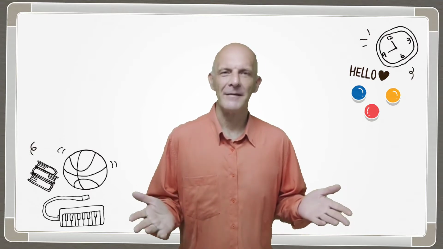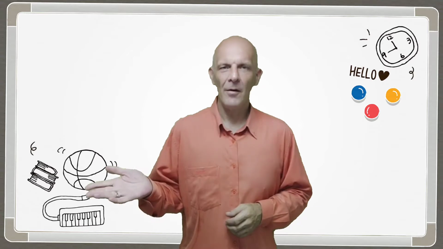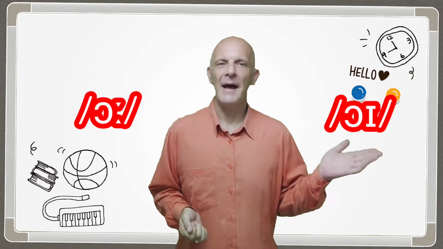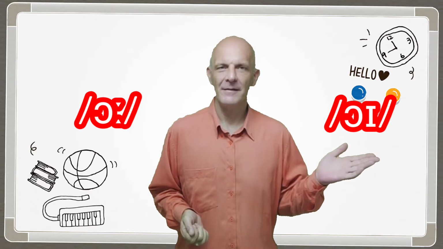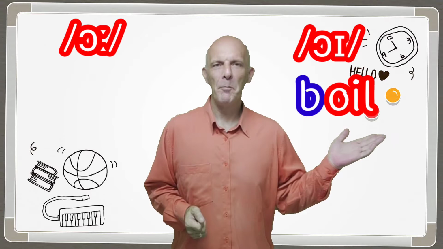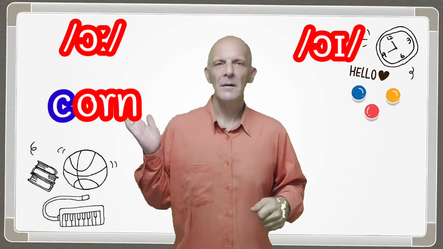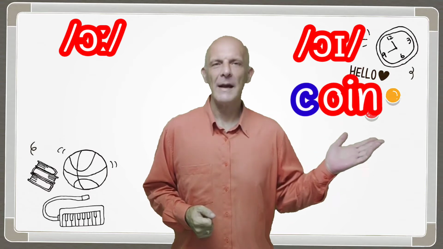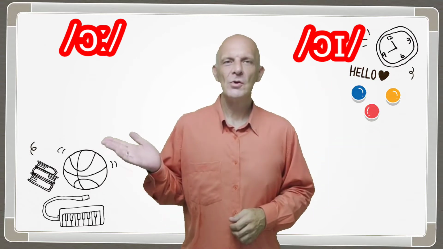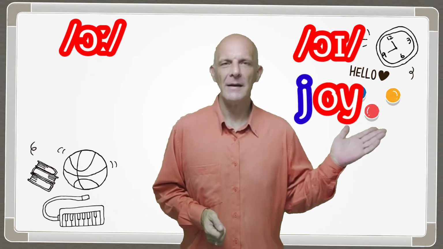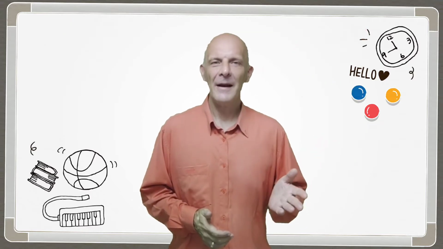So let's practice together. O is a long vowel sound and oi is a diphthong vowel sound. Ball, boil, corn, coin, jaw and join.